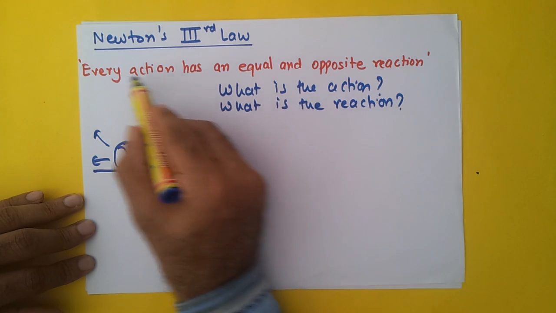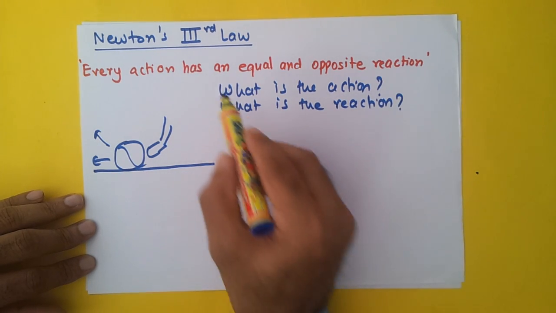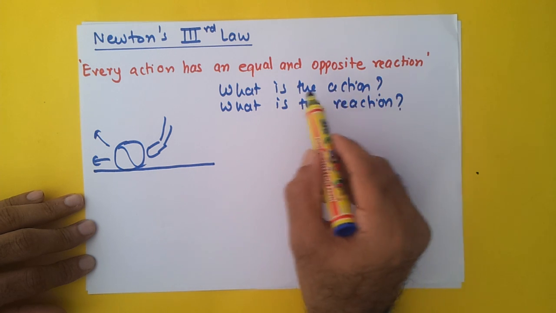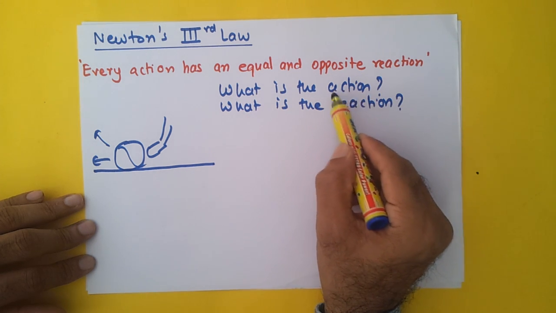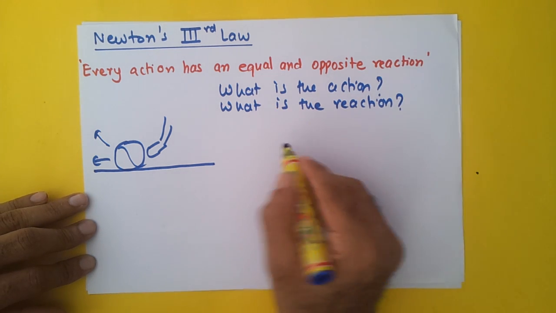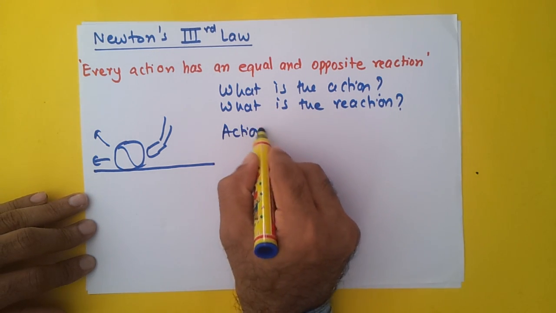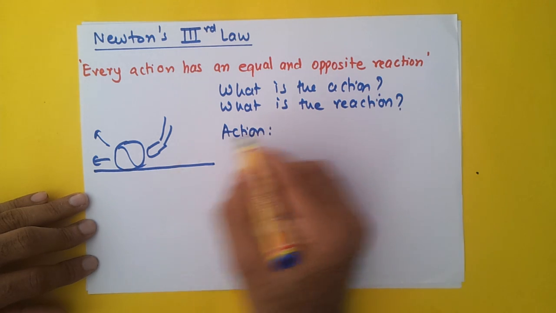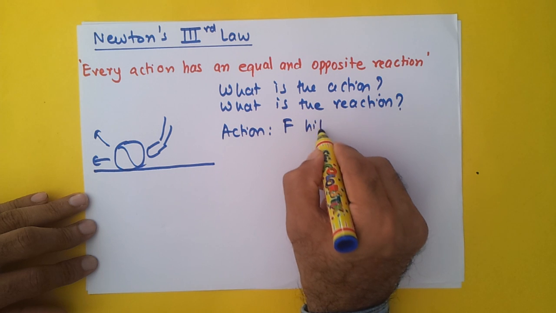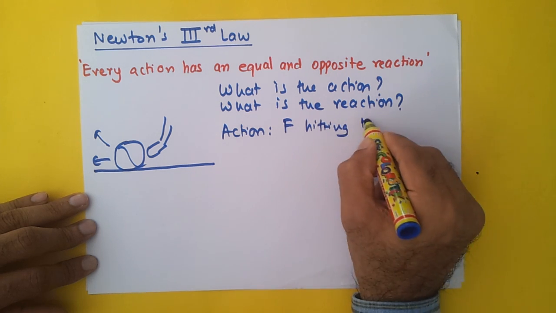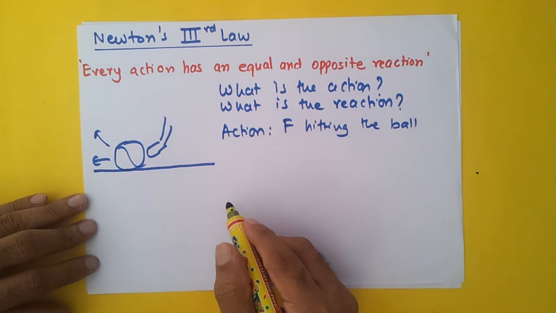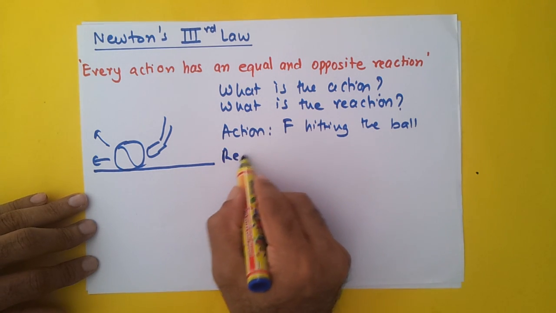Of course, I'm talking with reference to Newton's third law because it talks about equal and opposite reaction. So we should be clear about what is the action and what is the reaction. Okay, what is the action? I'm sure you have got it. The action is the footballer hitting the ball, or the footballer applying a force on the ball. Right? That's the action. What is the reaction?